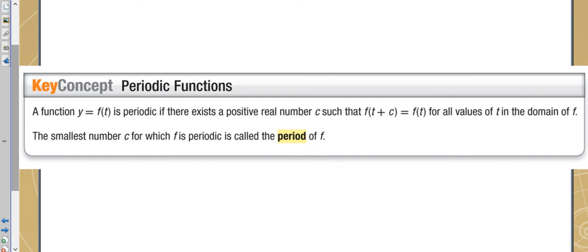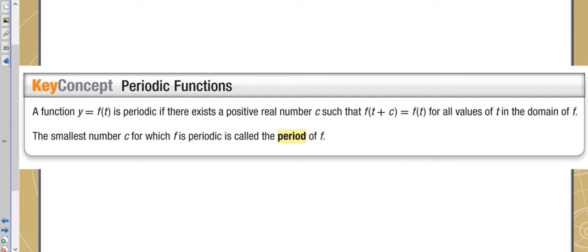All right, periodic functions. It says if a function y equals f(t) is periodic, that means there exists a positive real number c such that if you added it, you get the same exact equation. Now, I want you to think back to transformations. This is happening on the inside. So HIVO tells me inside is horizontal. Now, this would technically shift left because it's put backwards.